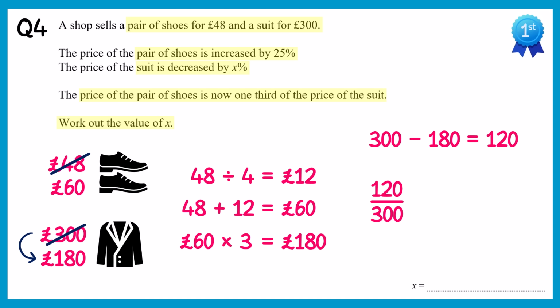You can actually divide both of these by 3. 300 divided by 3 is 100, and 120 divided by 3 is 40. This is especially helpful because now we can see clearly that this is 40%, since 40 over 100 is the same as 40%. So the suit must have decreased by 40%, so X must be 40.